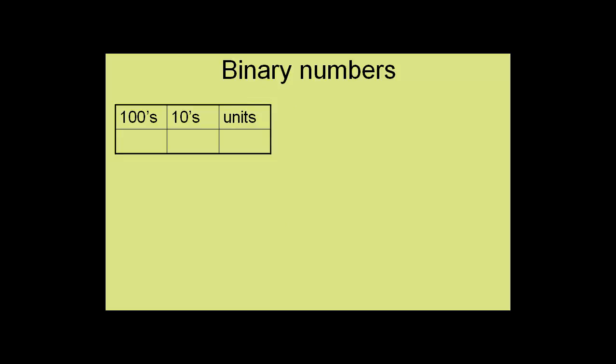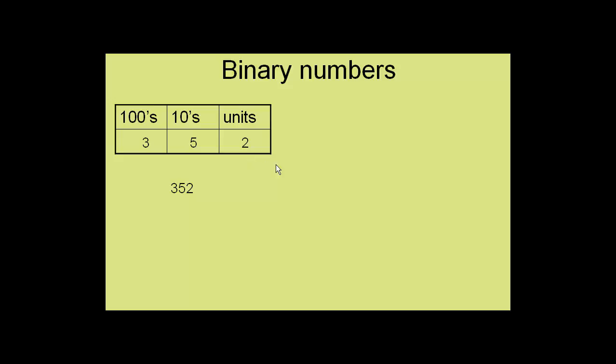To understand the process, we first need to understand binary numbers. You'll be familiar with decimal numbers, where we have a units column, a column 10 times bigger with the tens, a column 10 times bigger again with the hundreds. So for example, the number 352 is made up of 3 hundreds, 5 tens, and 2 units.